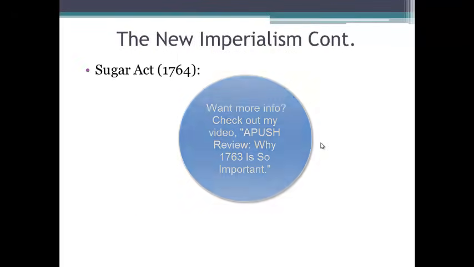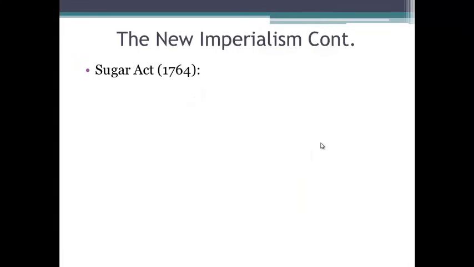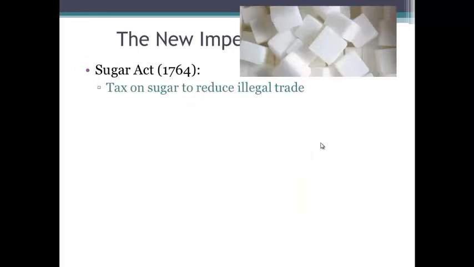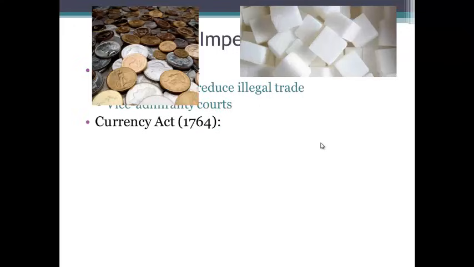All right, so one of the first taxes that Britain institutes after the end of salutary neglect is the Sugar Act, which is a tax on sugar to reduce the illegal sugar trade or smuggling. It actually lowers the cost of an older version of the tax. It also establishes something called vice admiralty courts, which were courts that were set up to try smugglers. There were no trial by juries, and you would be guilty until proven innocent. So not a very friendly court.